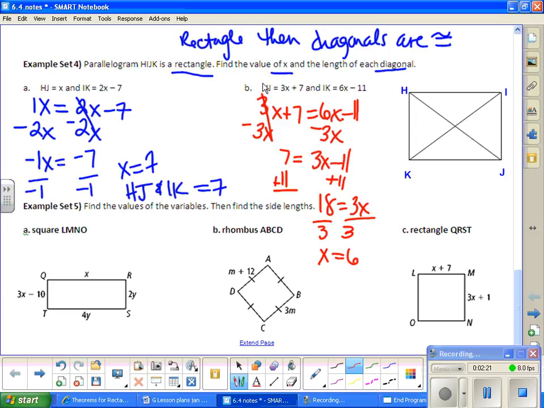So if x equals 6, then I want to know what the diagonals equal. So I'm going to go ahead and say 3 times 6 plus 7. I get 18 plus 7, which is 25. So each diagonal equals 25. HJ and IK both equal 25, and x had equaled 6.